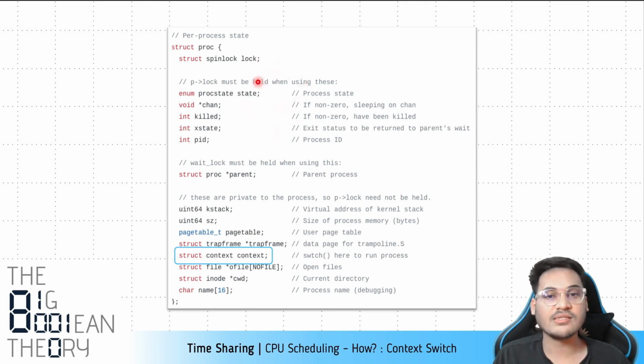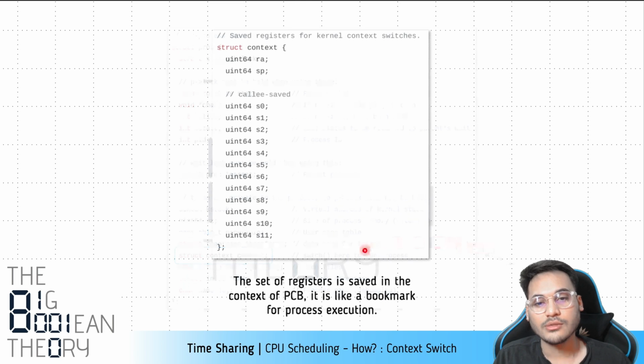So we have been using this as an example throughout this course. If you see this process control block, there is a structure called context, right? What is this context? This is a field which acts like a bookmark for processes. So this is how it looks.